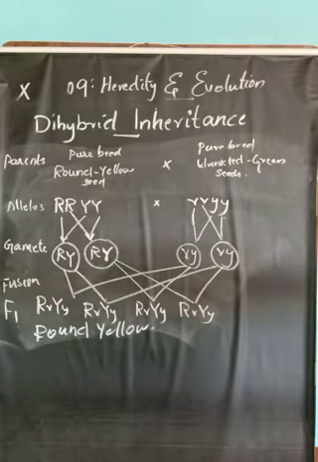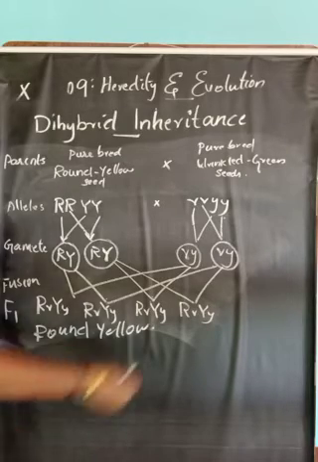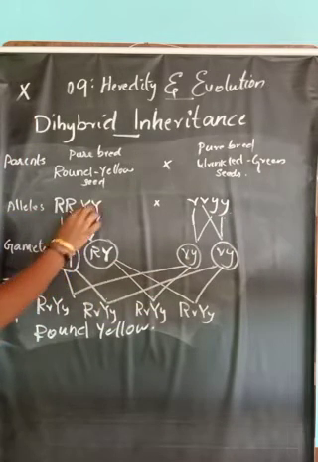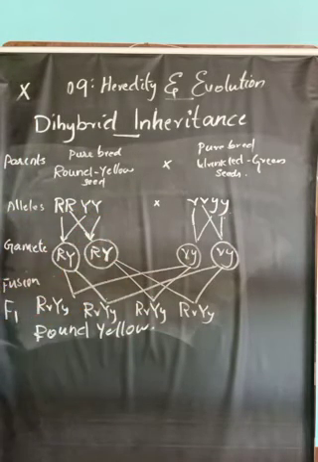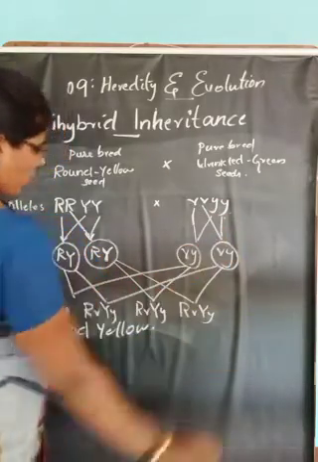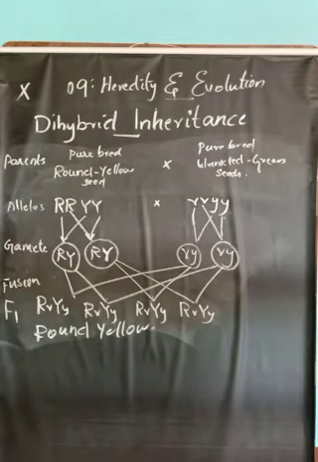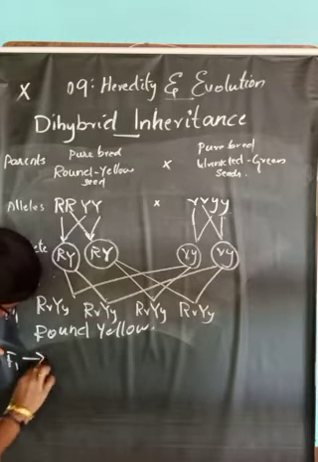So what he did was cross pure breed round yellow with pure breed wrinkled green. The pure breed round yellow is represented as capital R capital R, capital Y capital Y. Then wrinkled green as small r small r, small y small y. Then gametes form: capital R capital Y, and small r small y. Then fusion, that is crossing, takes place. As a result, we obtain F1. All the F1 are capital R small r, capital Y small y. So F1 are heterozygous round yellow.